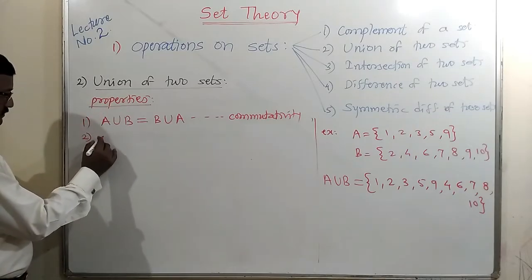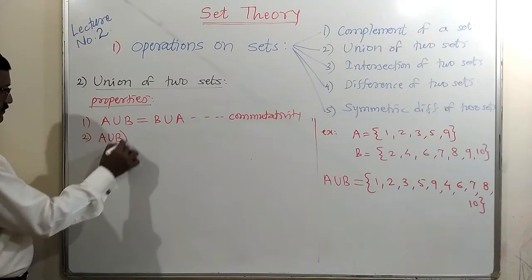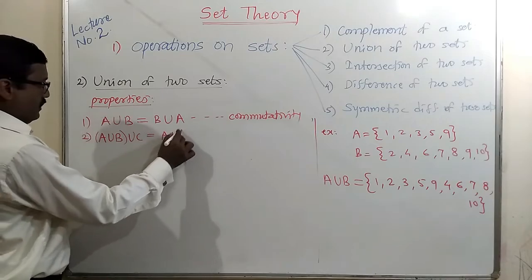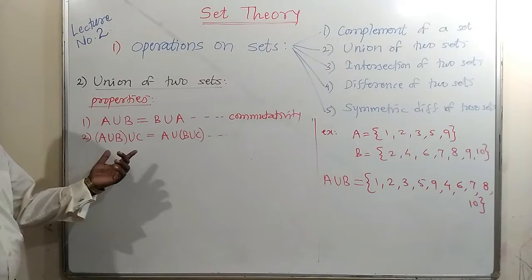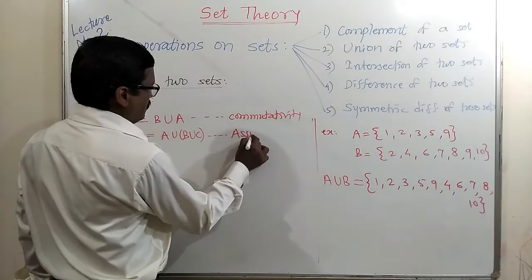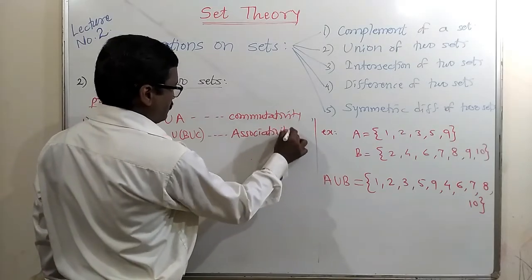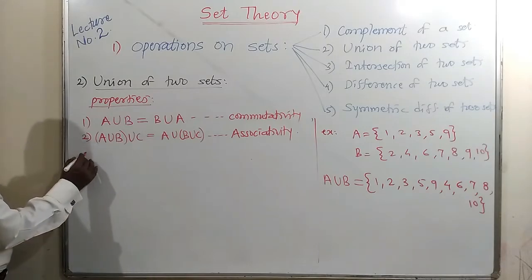Second property, (A union B) union C is equal to A union (B union C). Means we can take union of three sets in any order. So this property is known as associativity. Okay, this is for three sets.